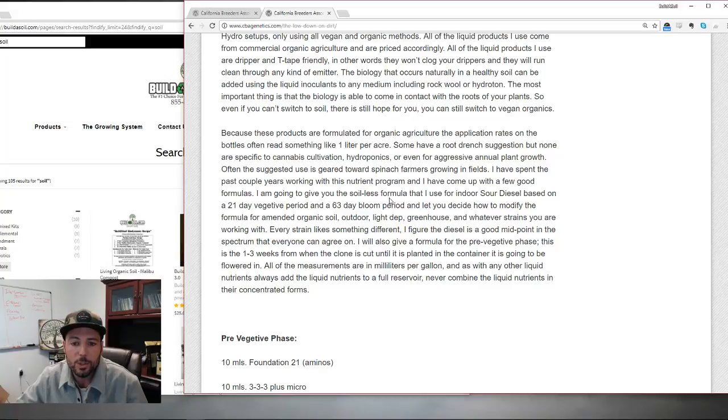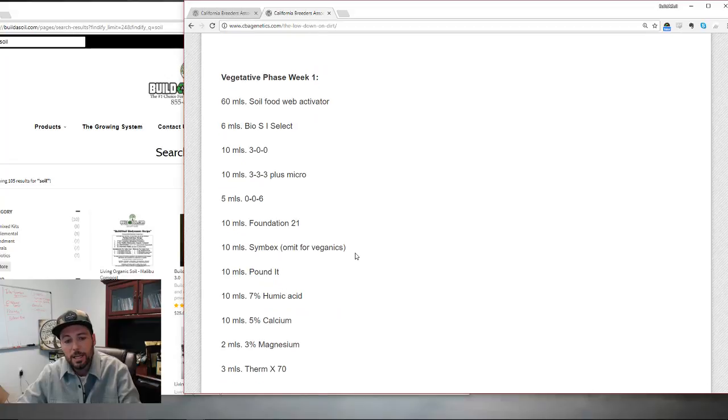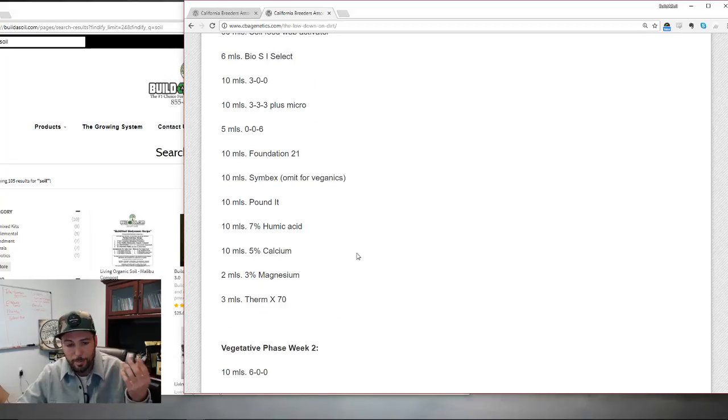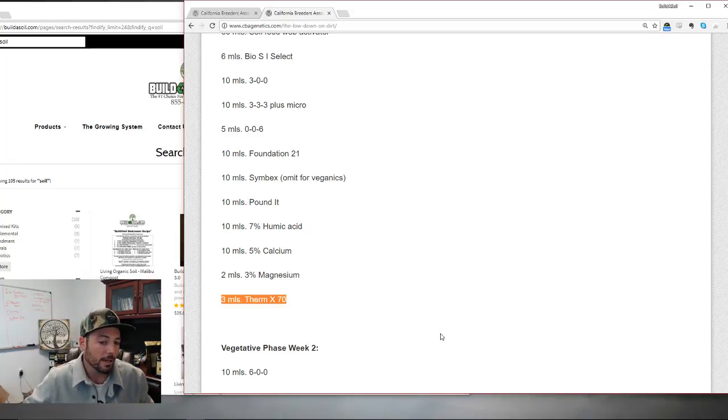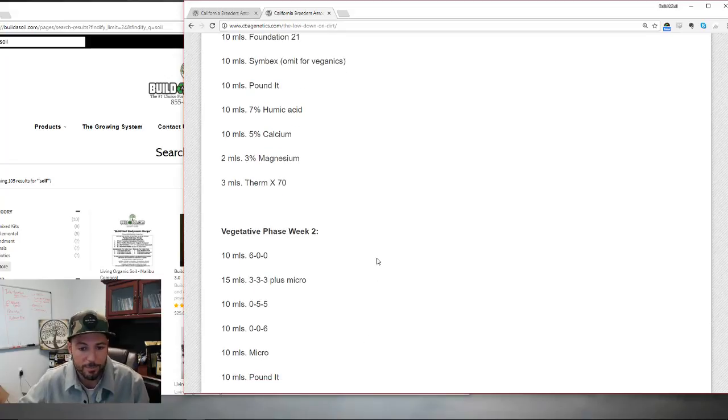I'm going to give you the soilless formula that I use indoor for Sour Diesel, based on a 21-day veg period and a 63-day bloom period. You can go off the deep end reading all this stuff, but realistically, what we found is that when something on a bottle like Thermex 70 gives you a per acre number, divide that by 807, and that'll give you a per yard number that you can then divide down to the cubic foot. That'll help you get down to like the 3 mils as opposed to the gallon per acre or whatever the numbers were.